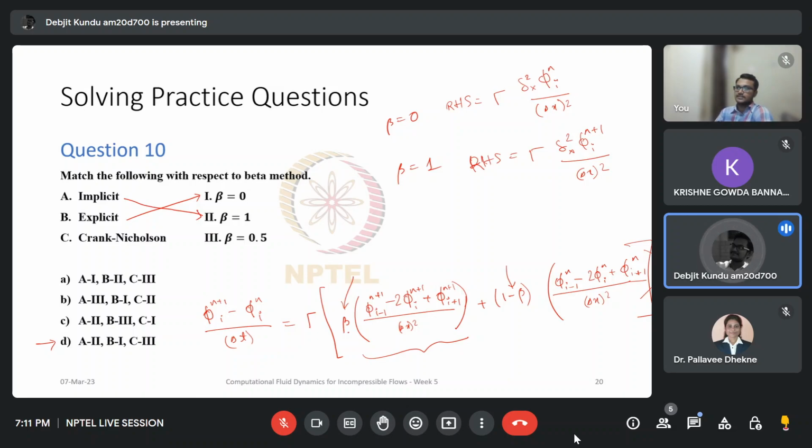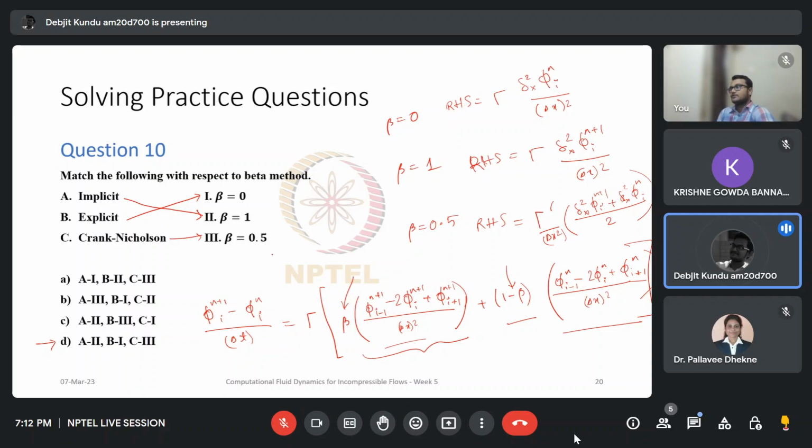And in Crank-Nicholson method, where the average is taken, there beta equal to 0.5 in front of both. So beta equal to 0.5 in front of this first term, and similarly 1 minus 0.5, it will become 0.5 again into the explicit term. So in case of beta equal to 0.5, the RHS becomes lambda over delta x squared into the average of delta x squared at n plus 1 plus delta x squared at n, both at I. So this results in the equation being discretized by Crank-Nicolson method.